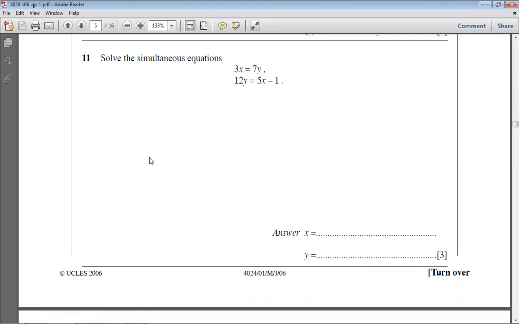Question number 11, solve the simultaneous equations. He says 3x is equals to 7y, 12y is equals to 5x minus 1. So this is simultaneous equation. We can make the coefficients of the x same, and then we can simply add them and they will be cancelled. Okay, let me show you the procedure.